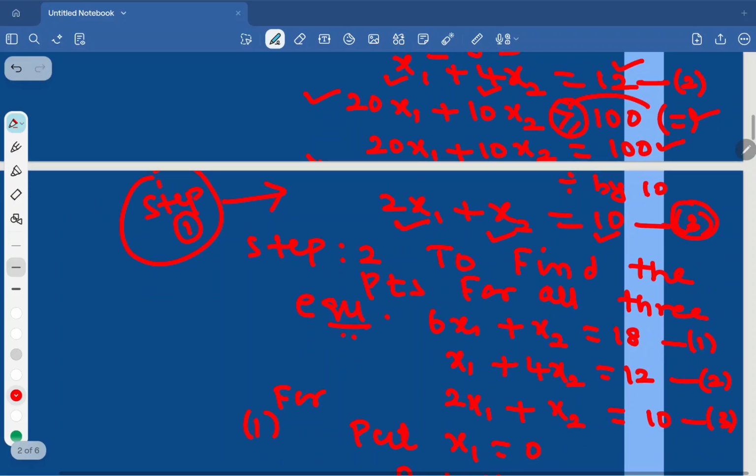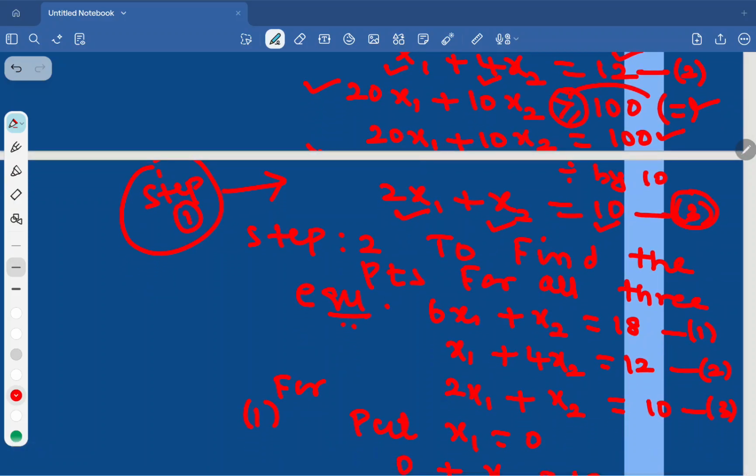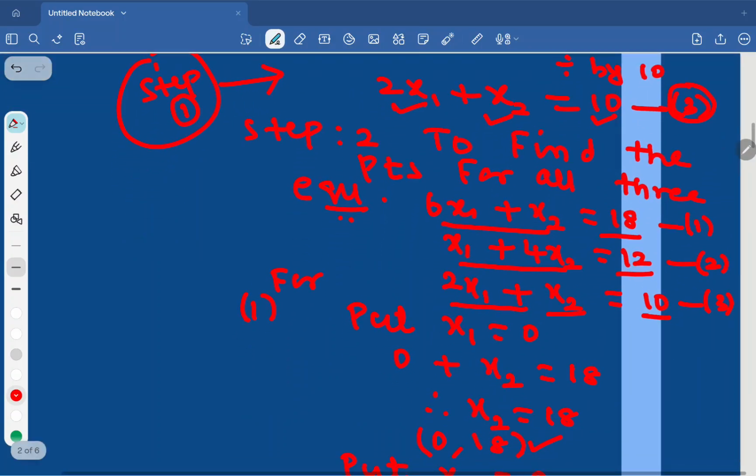Now step 2, find the points for all three equations. Initially the problem is given in the form of constraints. By using the graphical method, converting inequality into equality, now all the constraints become equations. First equation: 6x1 plus x2 equal to 18. Second equation: x1 plus 4x2 equal to 12. Third equation: 2x1 plus x2 equal to 10. How to find the points?